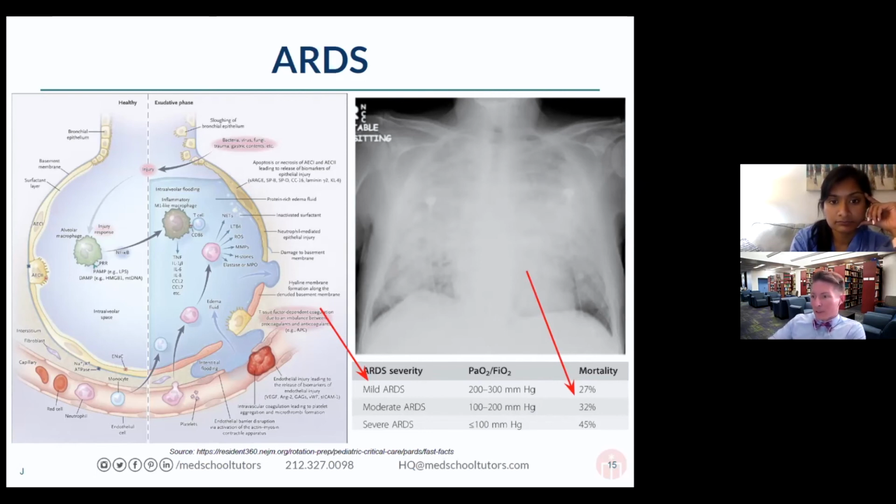And importantly, there's two ways to diagnose ARDS. On the one hand, we have the clinical diagnosis, somebody who has a really hard time breathing, we intubate them and we see their lungs turn into this whiteout. That's ARDS pretty much every single time.